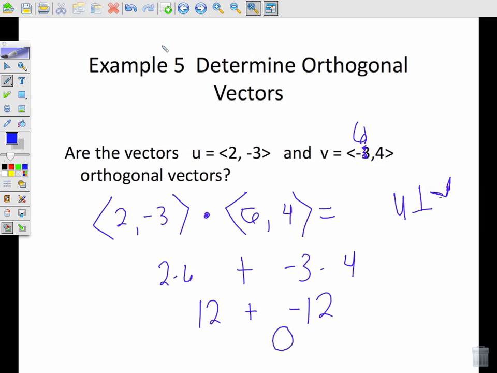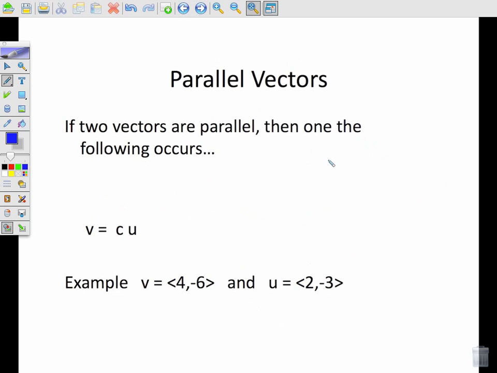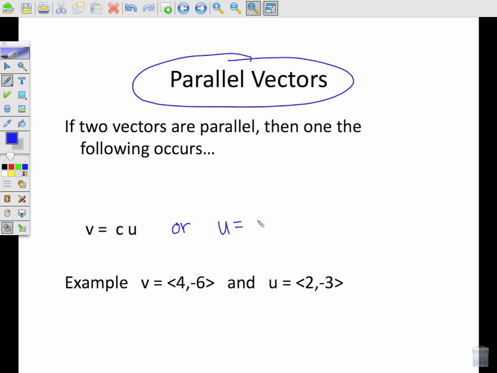All right, something else we want to talk about real quick, and it's not in your packet, is parallel vectors. If two vectors are parallel, then one of the following occurs: v is equal to c times u, or u is equal to c times v. C is just a constant or a scalar, a number.